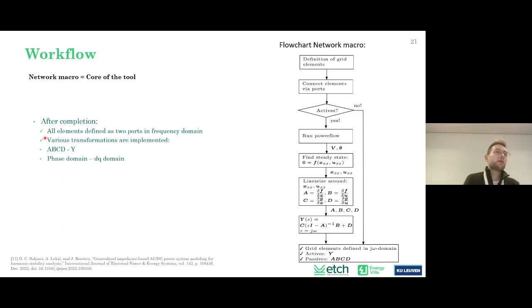So after completion of this network macro, so after completion of the core of the tool, all the components are defined as 2 ports in the frequency domain. However, we need to transfer them back and forth sometimes because the actives are formalized in Y and the passives are formalized in ABCD. So we have several transformations in the tool, so we can transform from ABCD to Y back and forth, and also from phase domain to the dq domain.